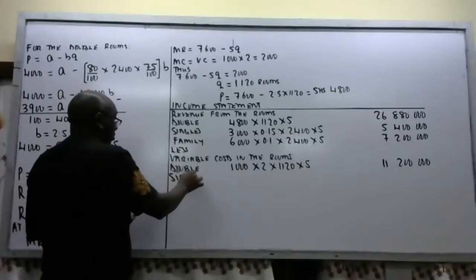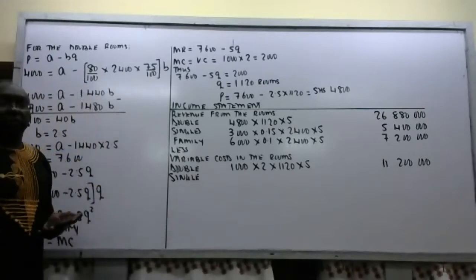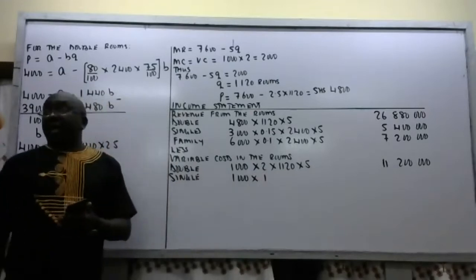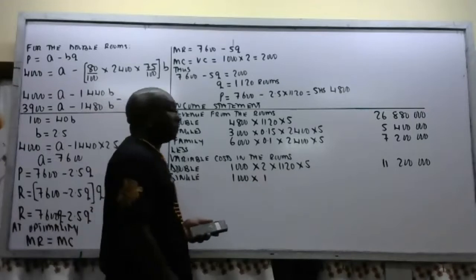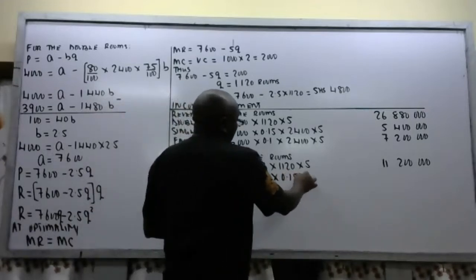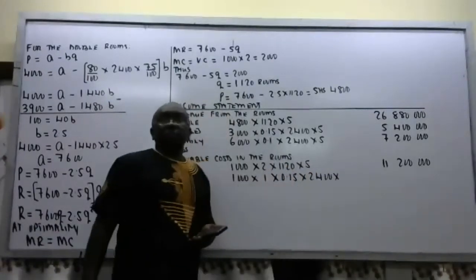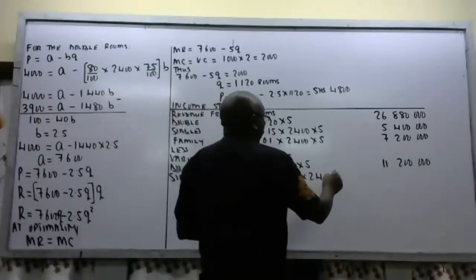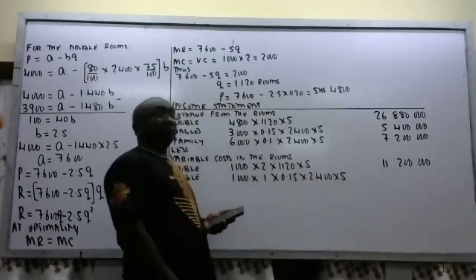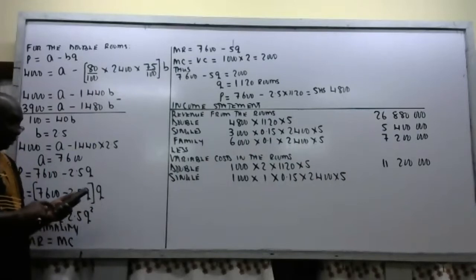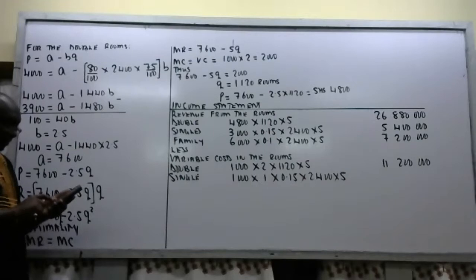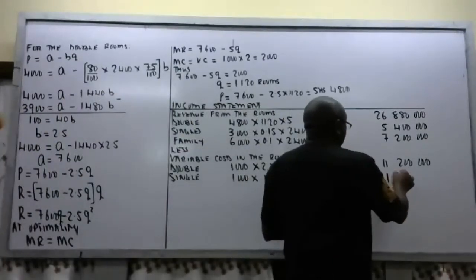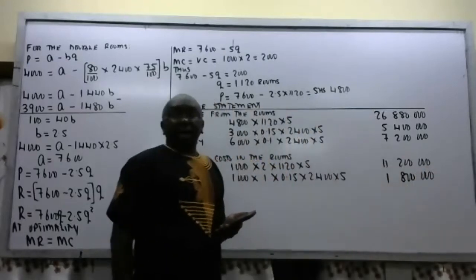Then we go to the SIGO. Now SIGO, we are charging 1,000 per guest, and a SIGO room has 1 guest. And then the number of rooms are 15% of the 2,400, and then we multiply by 5 days. So 1,000 times 1 times 0.15 times 2,400 times 5. I'm recording 1,800,000.